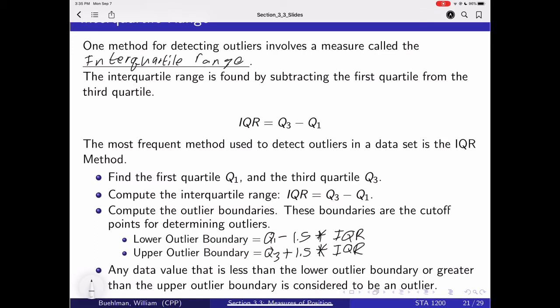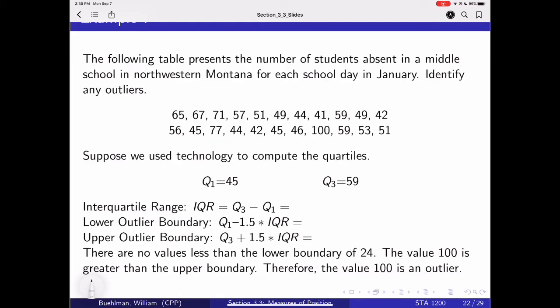Any data value that is less than the lower outlier boundary or greater than the upper outlier boundary is considered to be an outlier. Example 7. The following table presents the number of students absent in a middle school in northwestern Montana for each school day in January. Identify any outliers. So here's all the values right here.